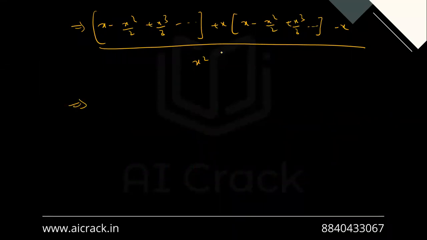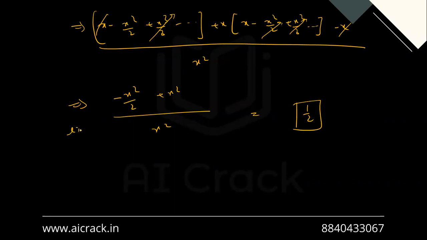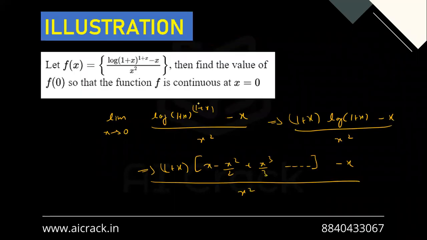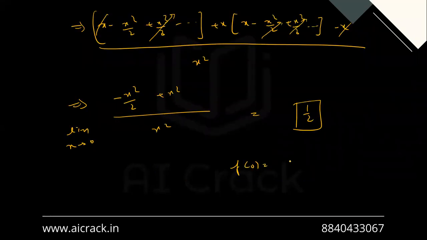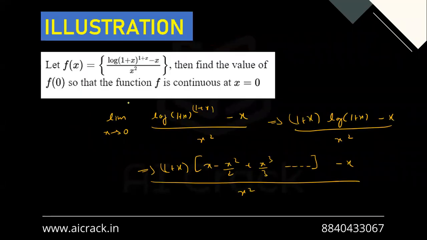So now you can see that this x cancels out this one. So this cancels out this one. And we have got minus x square by 2 over here and plus x square over here. The other terms are actually higher order terms. So we know that when x is approaching 0, we can neglect the higher order terms. So that would make all these terms 0, right? So this becomes 1 by 2 as the answer for the limit as x approaches 0. So basically f(0) should be 1 by 2 for this function to be continuous because we found the limit as 1 by 2.